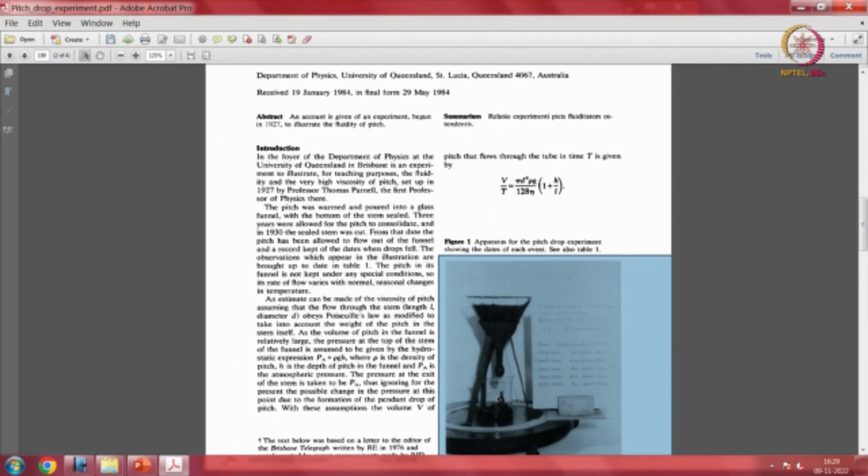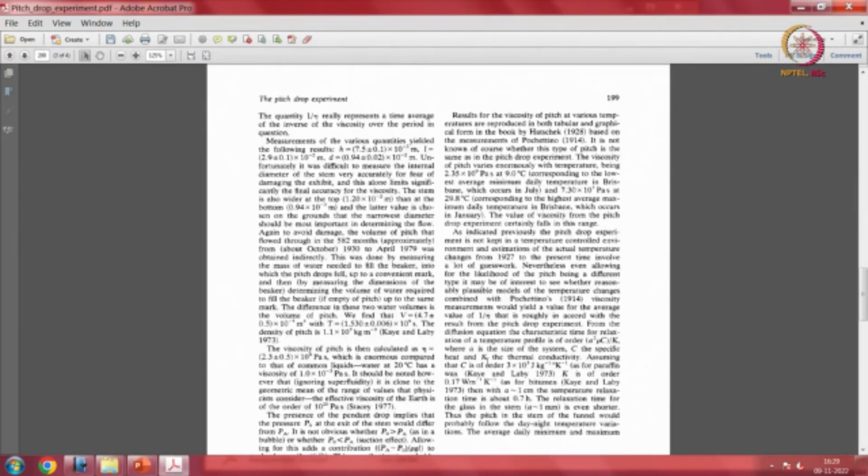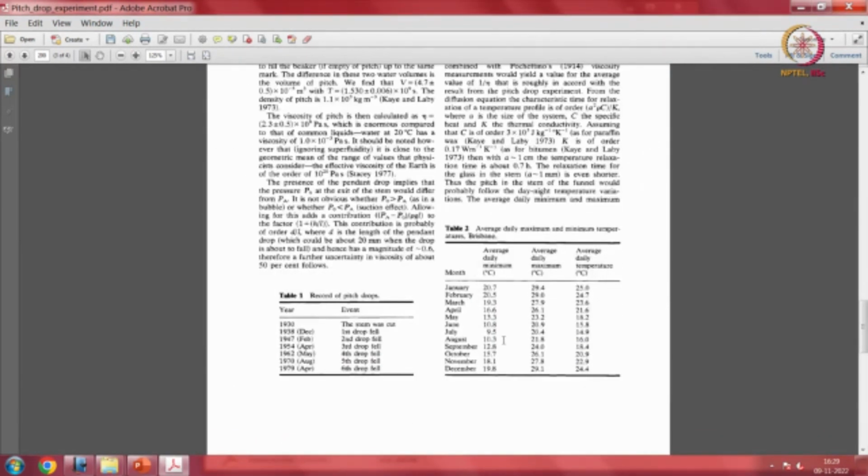Well, you have to wait really long. If you want to read the paper, it tells you the durations in which a single drop fell. The experiment began in 1930, when the stem was first cut. In 1938, almost 8 years later, the first drop fell. 1947, the second drop fell. 1954, the third drop, and so on. So it has been falling one drop at a time, about almost a decade. One drop takes almost a decade to fall.